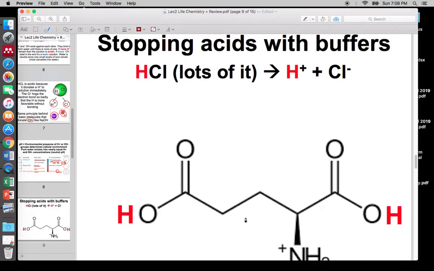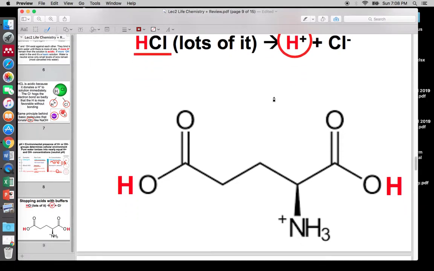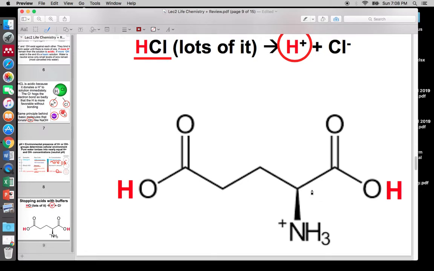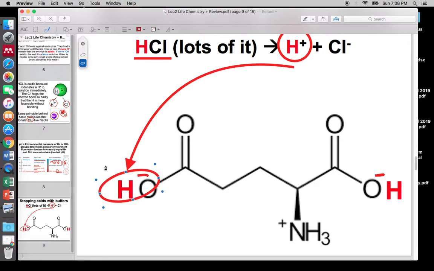So this is what a buffer is. If we have a strong acid like an HCl, it's going to immediately donate this H into solution. What happens is that this MSG, which is a buffer, starts with oxygens that have these little minus charges right here. And what that does is immediately attract this positive H over here, and then they bind up and everything's canceled out then, right?